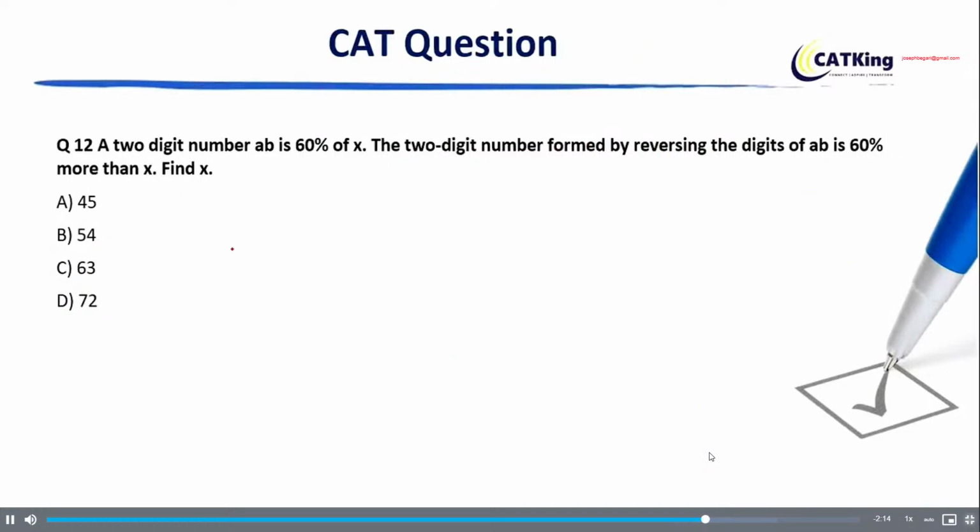Again, a CAT question, a very good question. Please try it out. I hope you guys have tried it out. Very simple question, try guys.